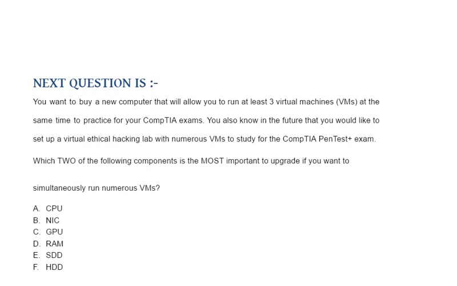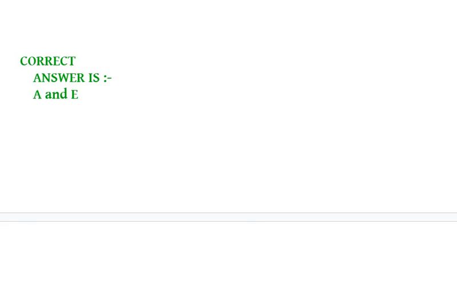Option A, CPU. Option B, NIC. Option C, GPU. Option D, RAM. Option E, SSD. Option F, HDD. Correct answer is option A and option E.